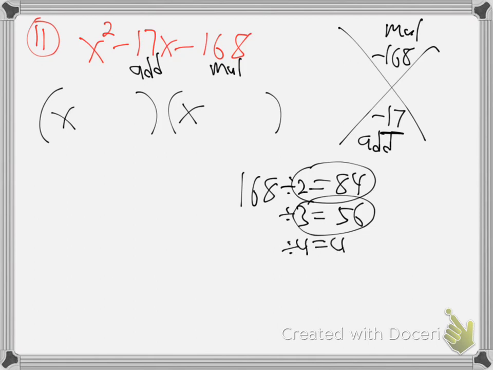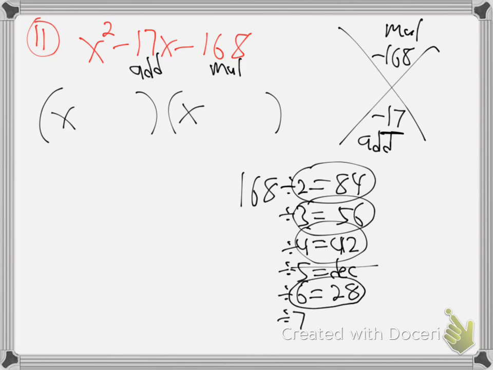Divide by 4 would be 42. Can they make minus 17? No way. Divide by 5, it's just some crazy decimal. Forget it. Divide by 6, it's going to be what, 28? Can 6 and 28? No. 6 and 28 subtract to be 22. So that's not going to work. Divide by... Does 7 go in? Yes. 7 and what? Oh, there it is. Divide by 8 gives me 21. Don't do that.